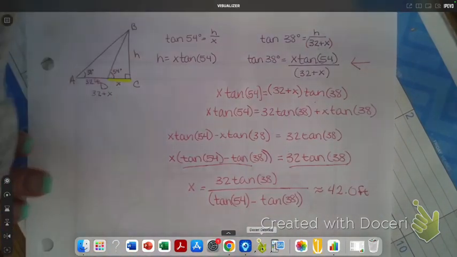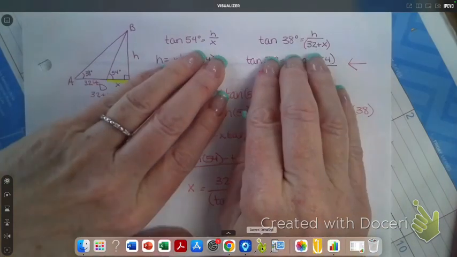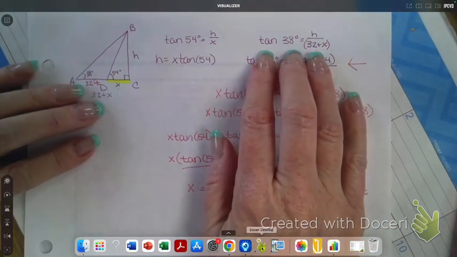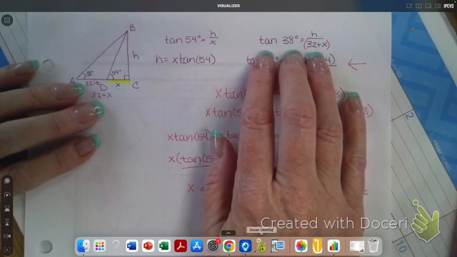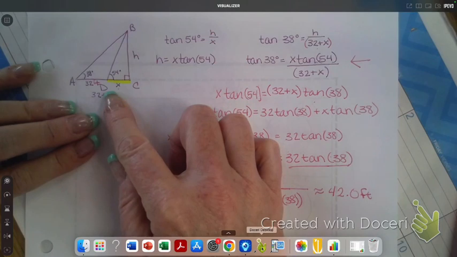So let's talk about what we did. What was the process of this? When I had 2 unknowns, how many equations do I have to have to solve them? 2. If I have two unknowns, I have to have two equations. Okay? Why did we choose tangent? Because we have opposite and adjacent.